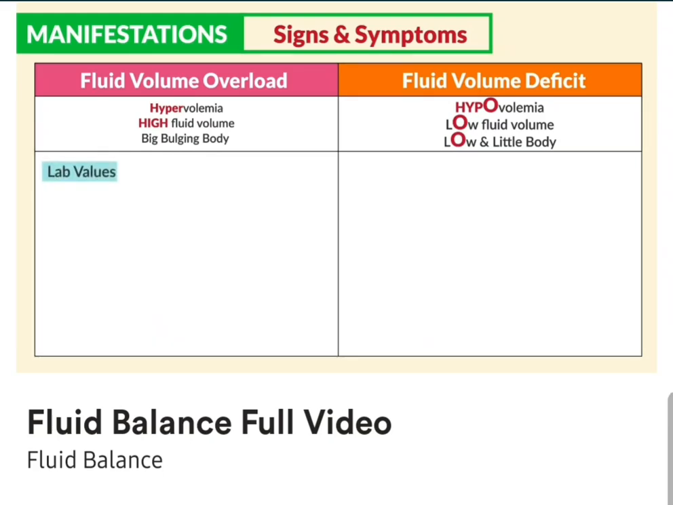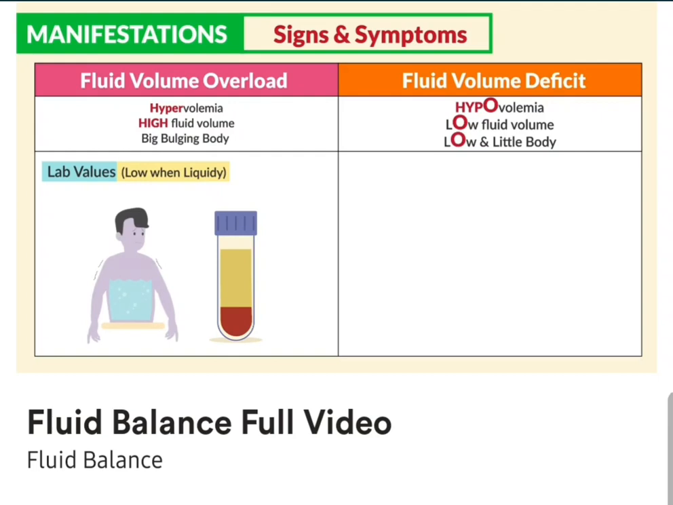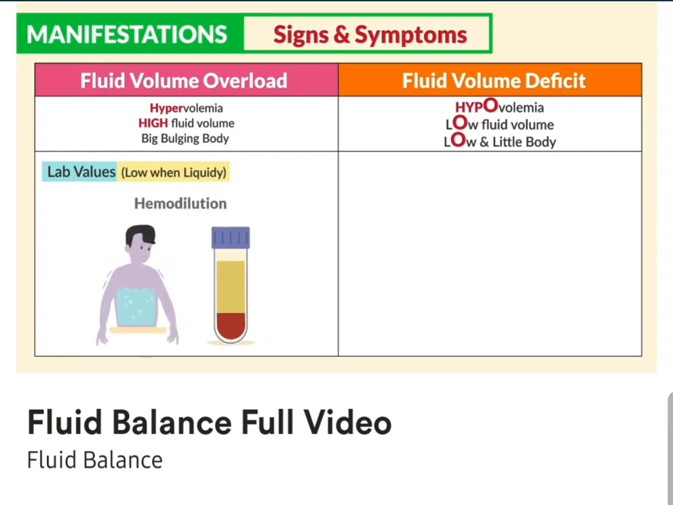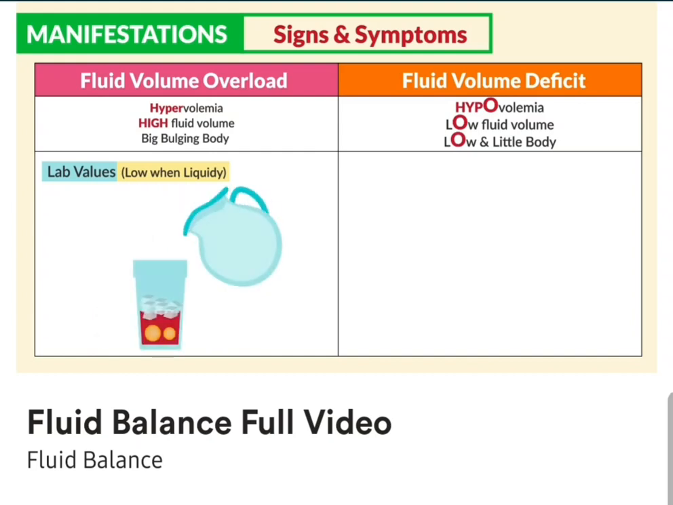Now for lab values. For fluid volume overload, think low when liquidy. We find very low diluted lab values when the body is full of liquid. This is what's called hemodilution, since all the fluid inside the blood is diluting the blood, kind of like adding too much water to your Kool-Aid or sweet tea.